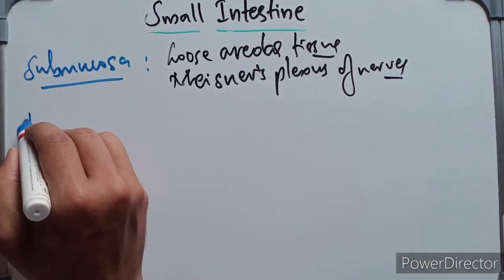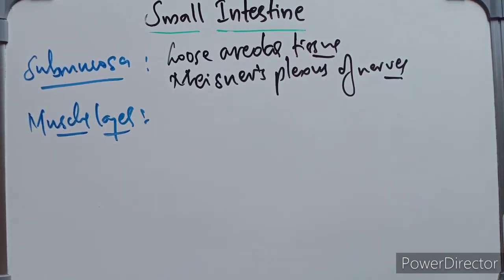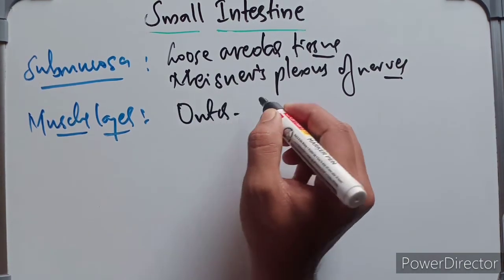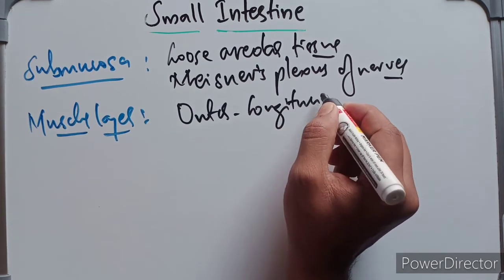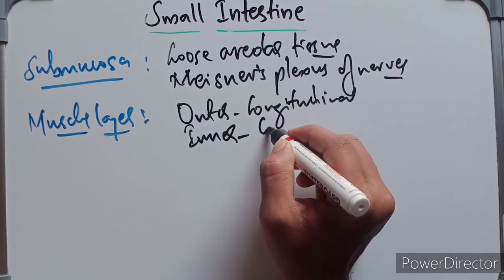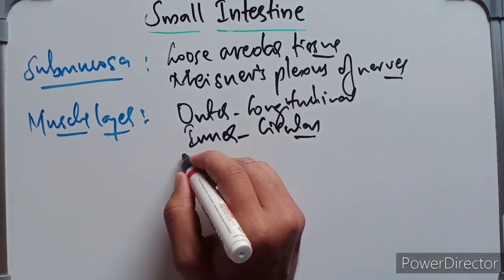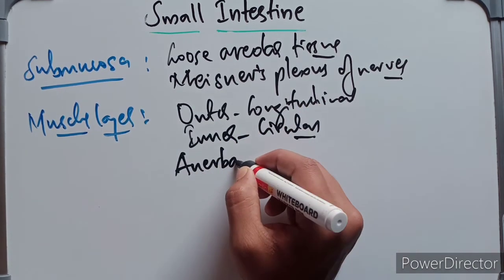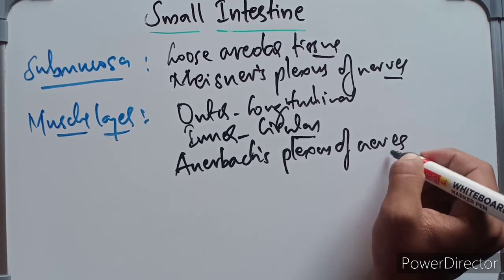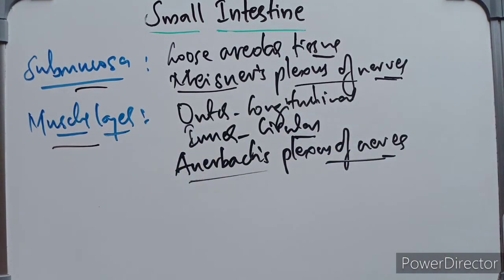Now coming to the muscle layer of the small intestine. It is made up of outer longitudinal muscles and inner circular muscles, and it also contains a nerve plexus, which is called the Auerbach's plexus of nerves. Auerbach's plexus of nerves is situated in the muscle layer, and Meissner's plexus of nerves is situated in the submucosa.